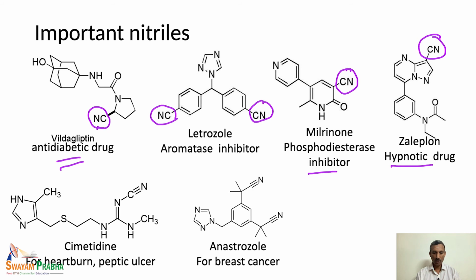So, all these compounds have a cyanide unit. Here this molecule has 2 cyanide units. So, these are the various important nitriles which are used in drugs.